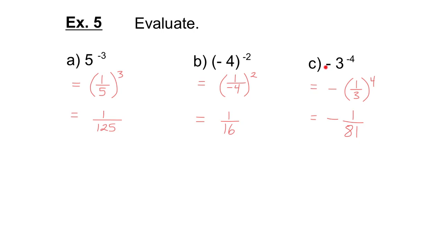Here, don't get tricked. That negative sign is not part of the power. It's in front of the power. The base is 3, so the reciprocal is 1 over 3. The exponent becomes positive. We evaluate this. It's 1 over 81. But we have that negative sign in front, which makes this negative 1 over 81 as the final answer.